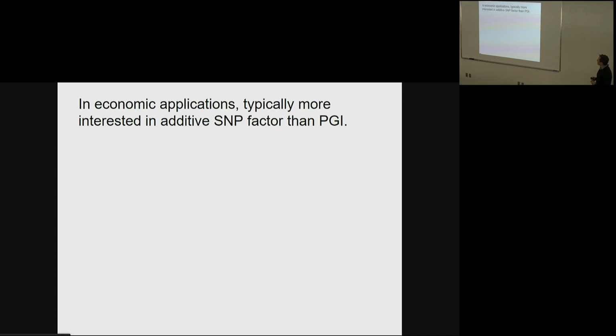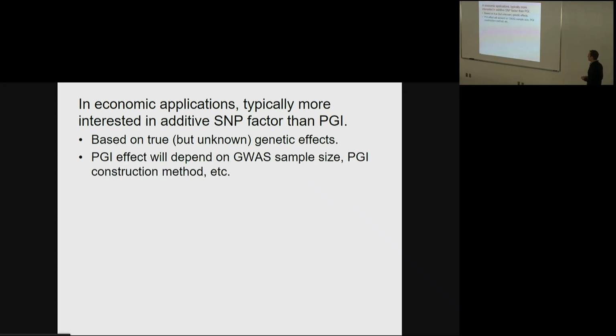Okay, so I would argue that in economic applications, what we're generally more interested in, even when we use PGIs, is not the effect of the PGI itself, but the effect of the underlying additive SNP factor that it's proxying for. Why is that? Partly because the additive SNP factor is based on the true genetic effects, even though we don't know them.